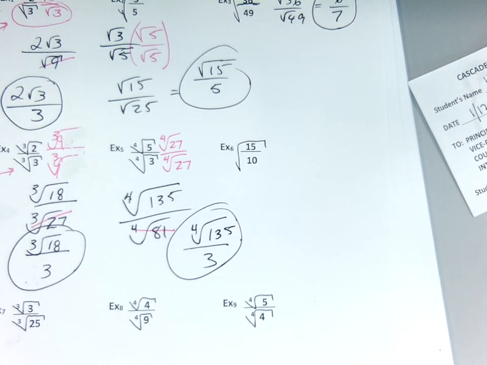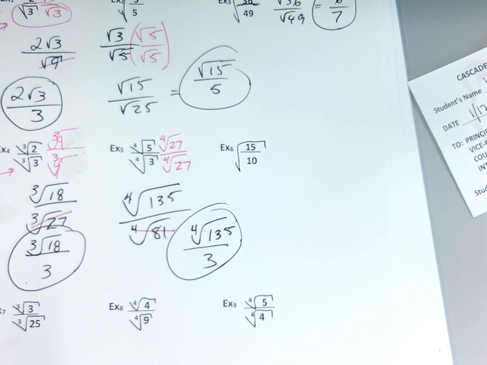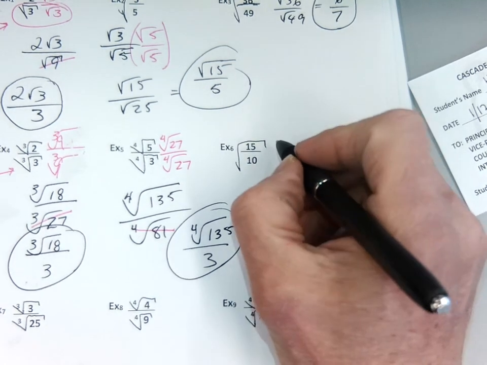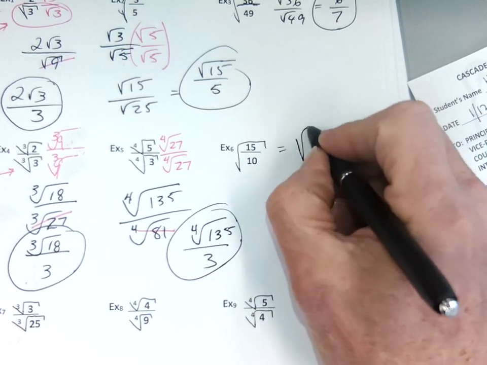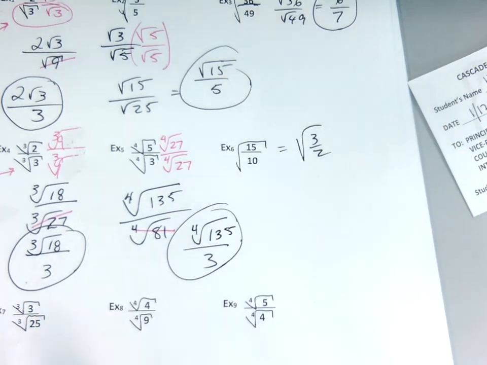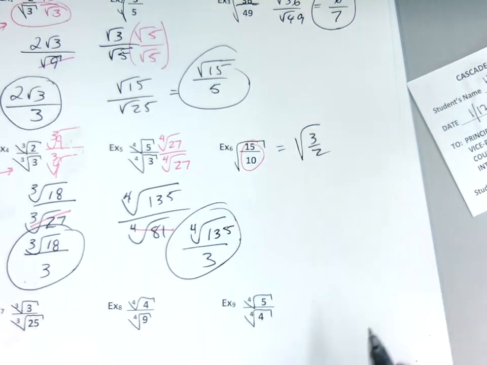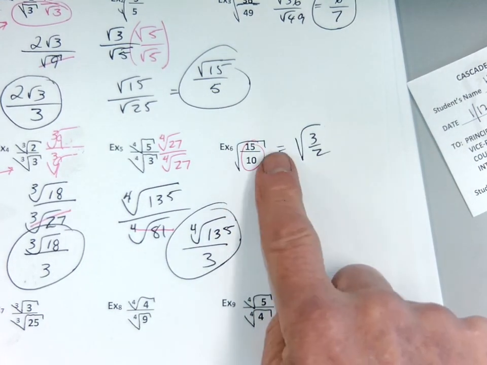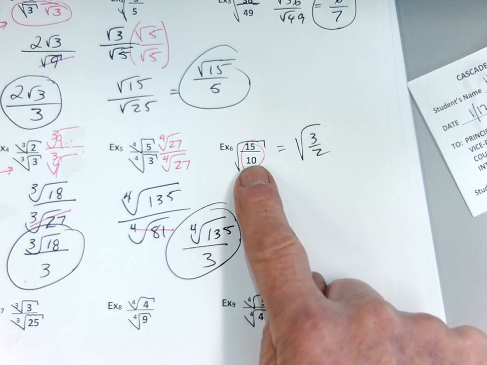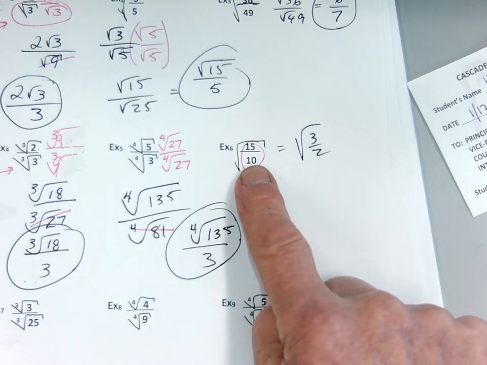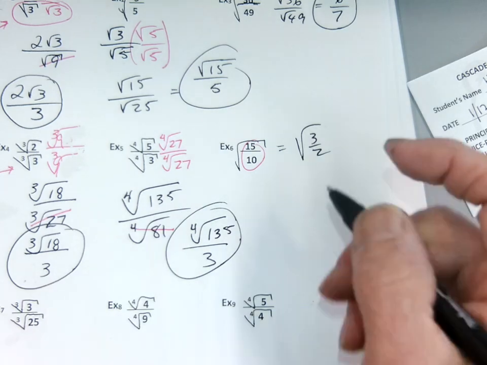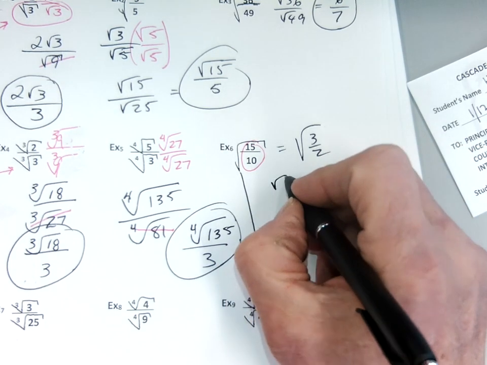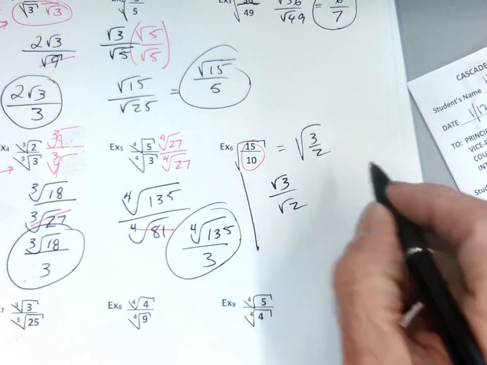Okay, when you're ready, give me thumbs up. Now, example 6. I'm just going to make it easier to start off with. If I just reduce it, 15 tenths reduces to 3 halves, dividing both by 5. You okay with that?